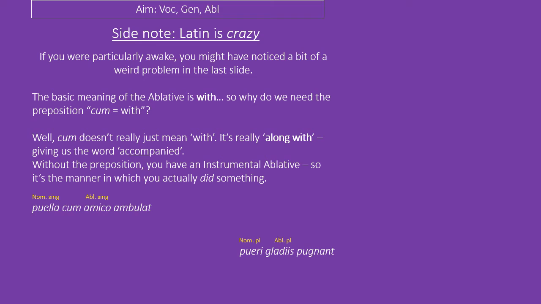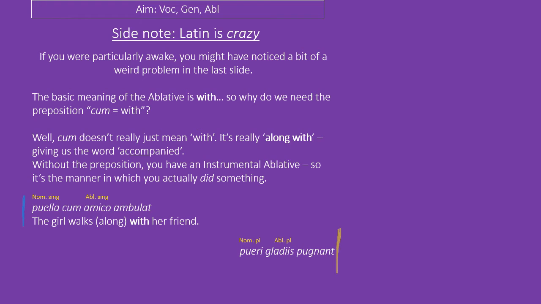Cum means like along with. It gives us a word like accompaniment. So if you're accompanying someone there, you use the preposition cum. This is what's going on in our first one here. So the puella cum amico, along with her friend ambulat. Fine. You can actually put along with if you really want to make it emphasis as well.